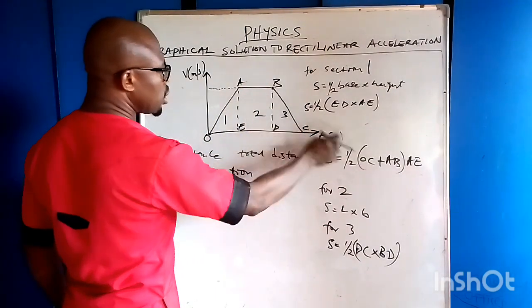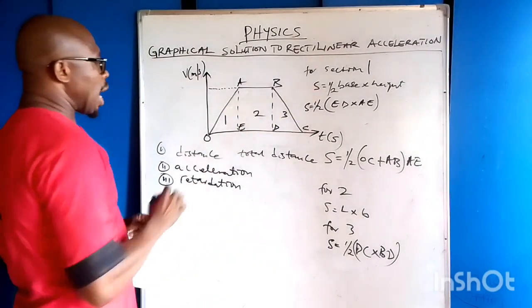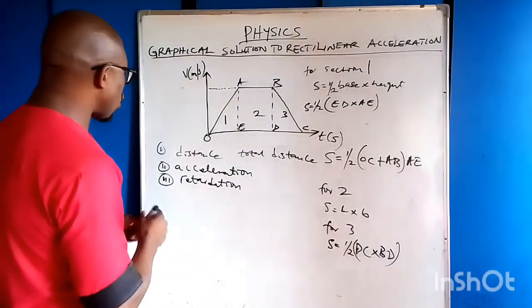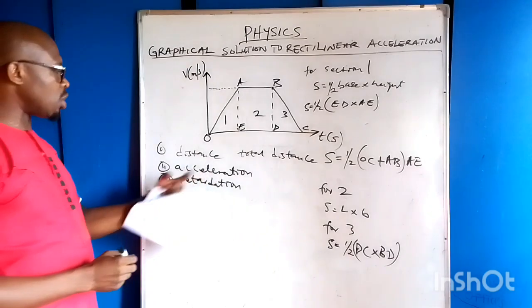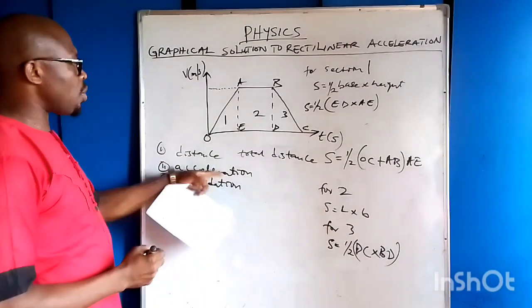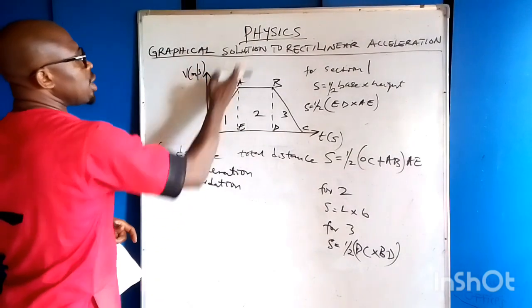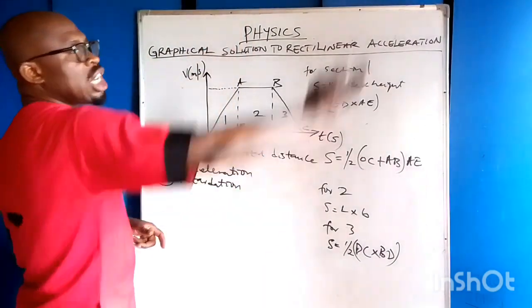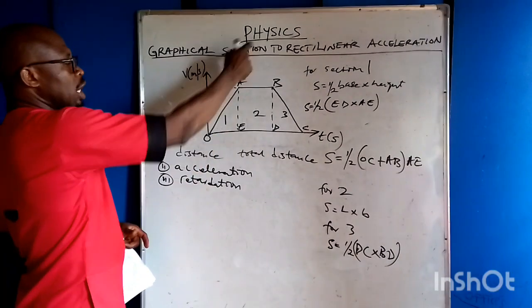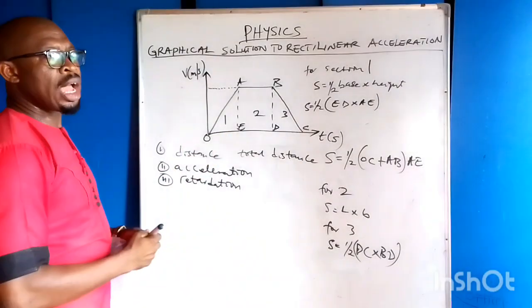Next one, distance covered in this section. Now, if we are done with that one, the next one I want us to look at is the acceleration. Acceleration is only covered here because at this point there is uniform acceleration, an increase in speed. The speed increases here.